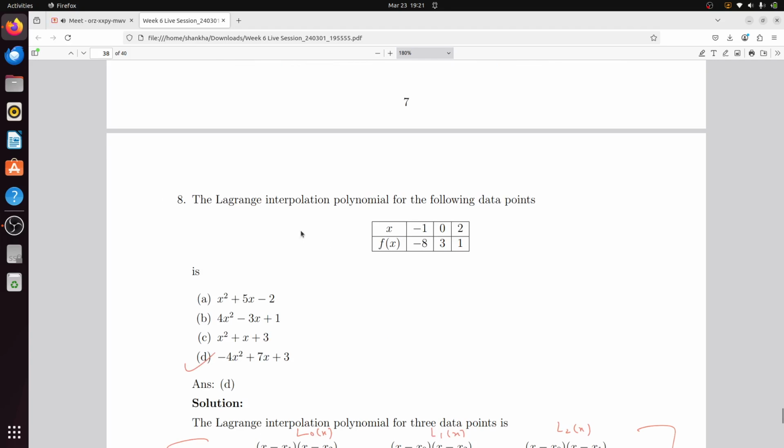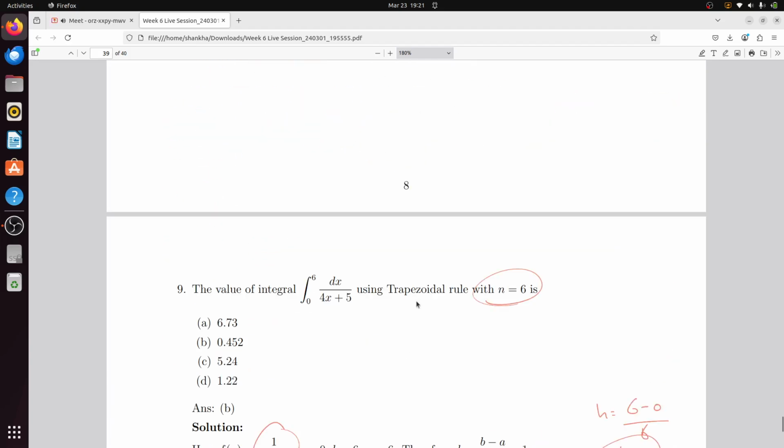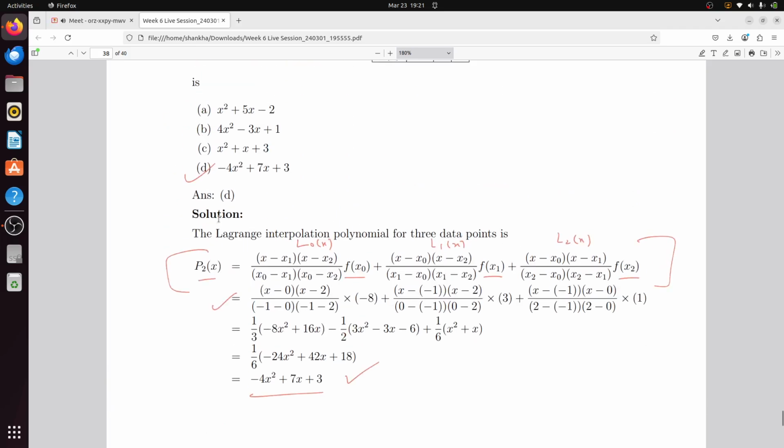The Lagrange's interpolation polynomial for the following data points: x is minus 1, 0, 2 and f(x) is minus 8, 3, 1. You know how to do Lagrange, I have already discussed. So the Lagrange interpolation polynomial for 3 data points, you have 3 data points, so you have x square. So first you need to calculate L0(x), L1(x) and L2(x).